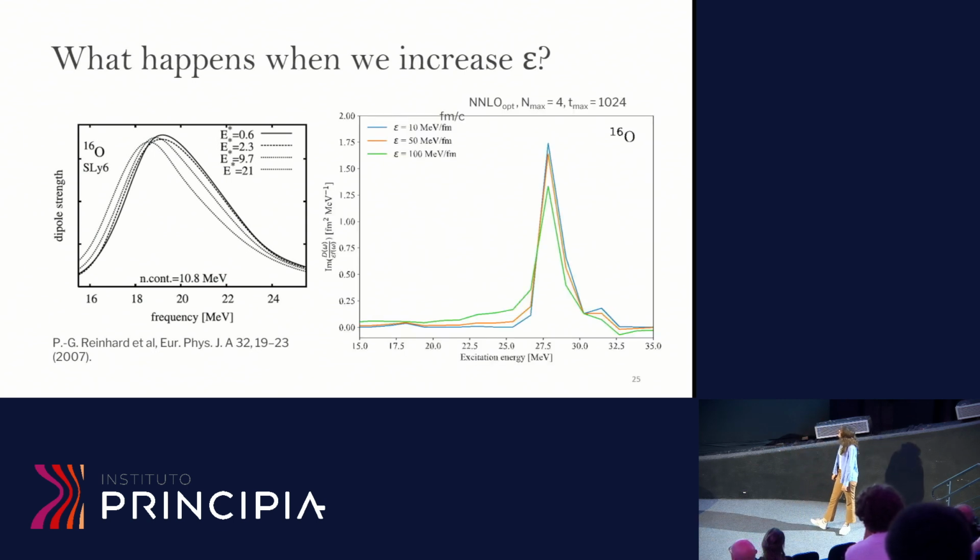In our case, we can try to do the same. We don't have much resolution because our differential equation problem becomes stiffer when we consider high values of epsilon. However, if you look at the green curve, you can see that the peak is coming down, and we have some more low energy strength. So qualitatively, we are seeing the same as in the mean field case.